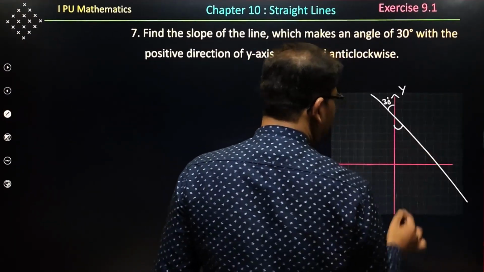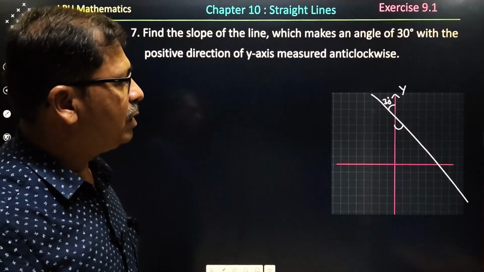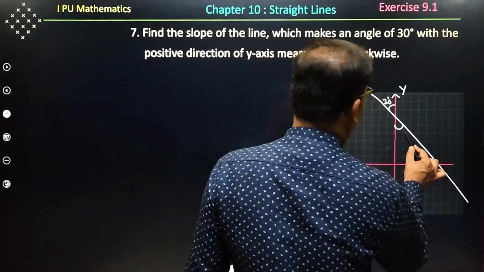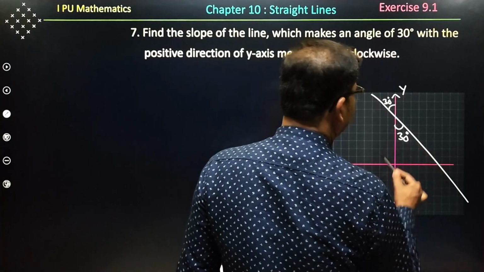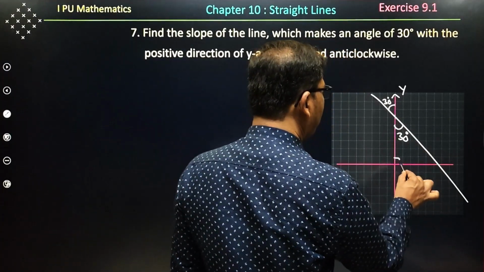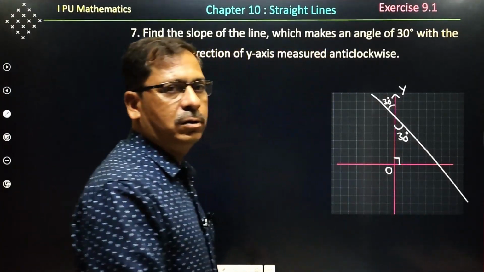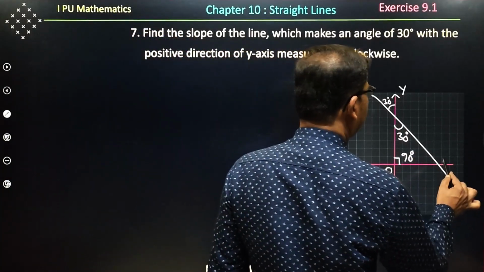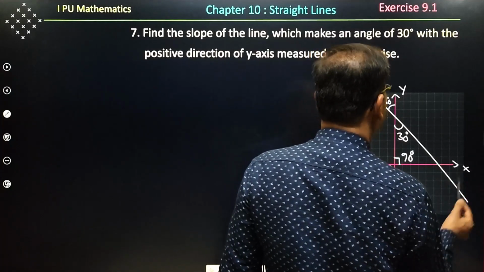What about the marked angle? 30 degree. This is vertically opposite angle. Now, what about the angle at the center O? 90 degree, okay. This is x-axis.